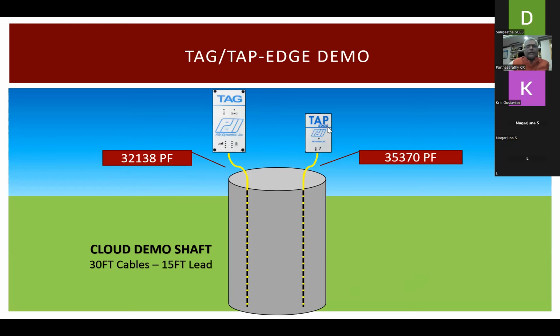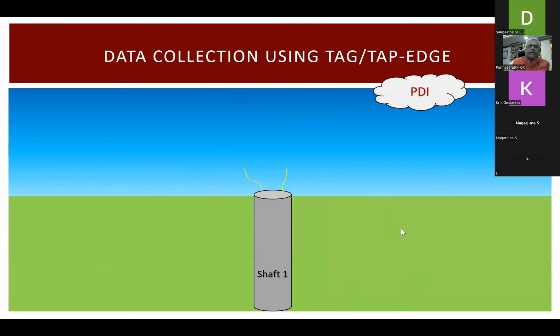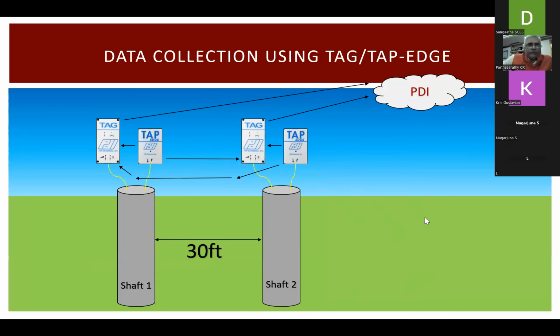You have the tap and the tag, several taps and several tags, and the tag will send the data to the cloud. Now, if the piles are less than 30 feet, you do not need multiple tags, and one tag is good enough to aggregate the data and send it to the cloud. If you don't use a tag, it's fine. You can get into a main unit and download the data. So if it's more than 30 feet, you need multiple tags.